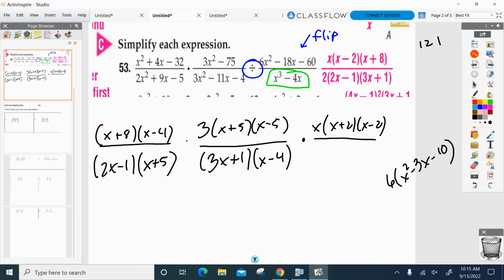I don't want to put that here yet because it's not fully factored. Keep rolling, Clayton. You would do something that multiplies to negative 10, and it would be negative 5 and 2. Great job.